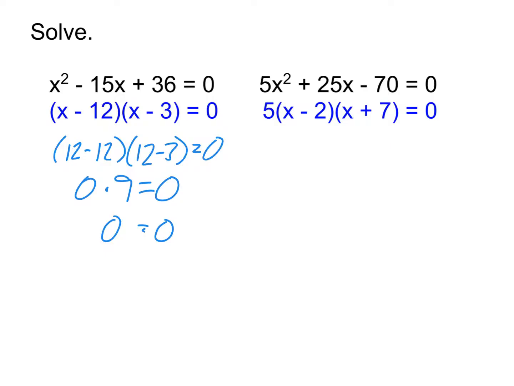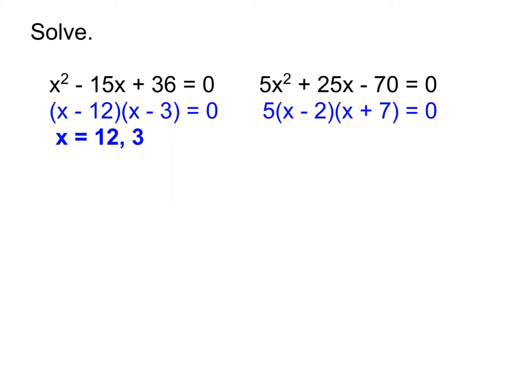Now, why was it a solution? Because of what happened right here. Since one of those parentheses became zero, zero times whatever the other parenthesis ends up being is zero, because zero times anything is zero. So since these two parentheses are being multiplied, both of them set equal to zero are solutions. So the solutions for that first one are a positive 12 and a positive 3.